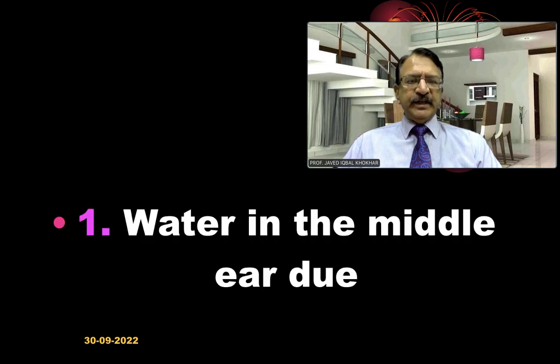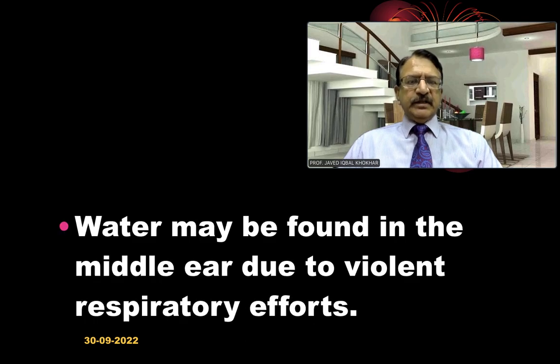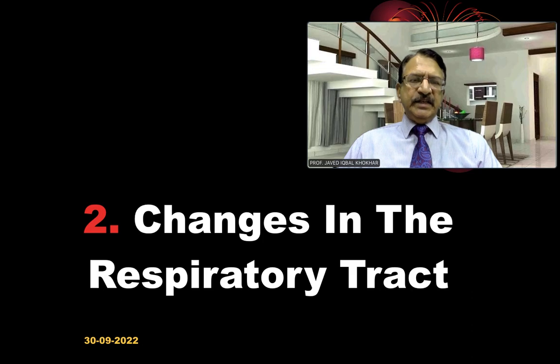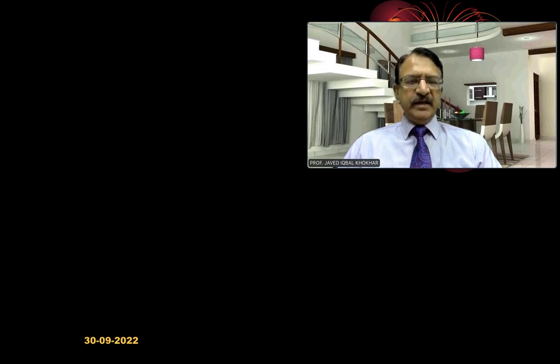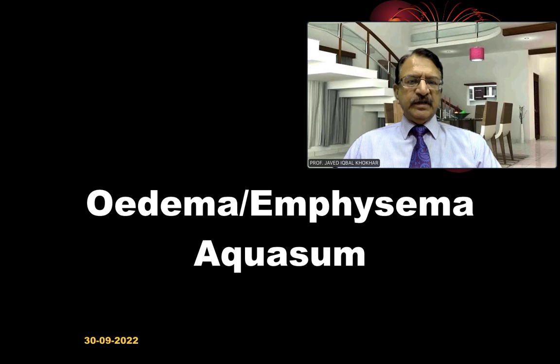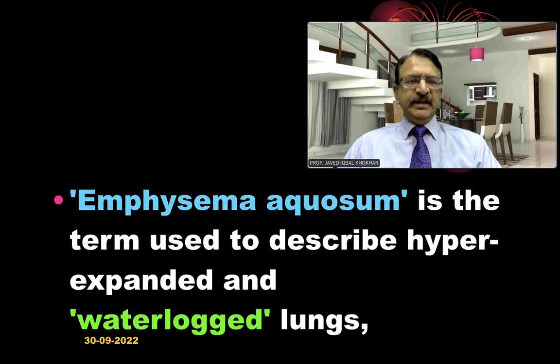So regarding the water in the middle ear, this is found in the middle ear due to the violent respiratory efforts. Then the changes which appear in the respiratory tract: the lungs show the best evidence of drowning. The change it shows is the edema aqueous, that is the sign of being waterlogged. So edema aqueous is basically the term used to describe the hyperextended and waterlogged lungs.